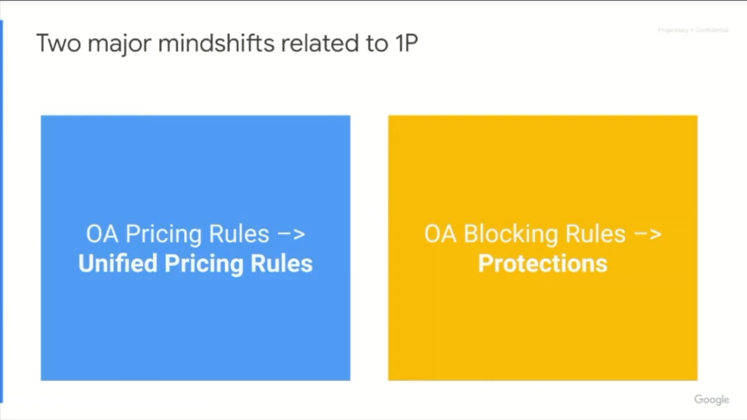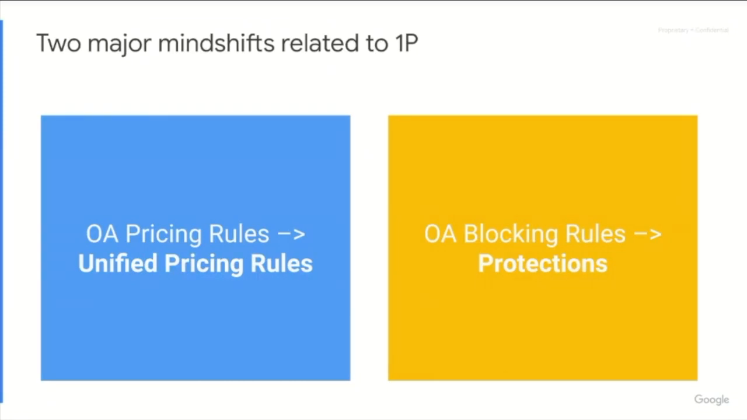Two major mind shifts related to first price. Okay, the first on the left-hand side is obviously unified pricing rules are superseding open auction pricing rules. With legacy AdX rules, we use them for things like blocking logic. We, of course, use them for channel conflict with your direct campaigns, but they're also used, as we talked about, for traditional yield management, again, where pubs were attempting to close that gap between the first price and the second price. Unified pricing rules will work in new ways to help you achieve your indirect goals, and as you know, we have plenty of best practices coming up.